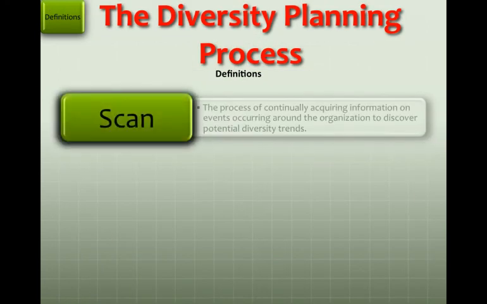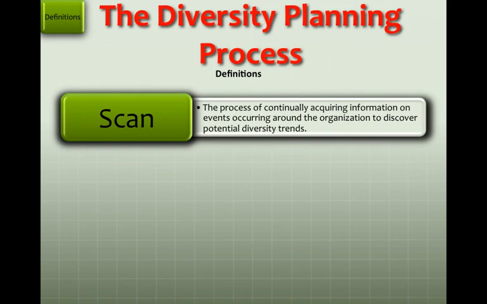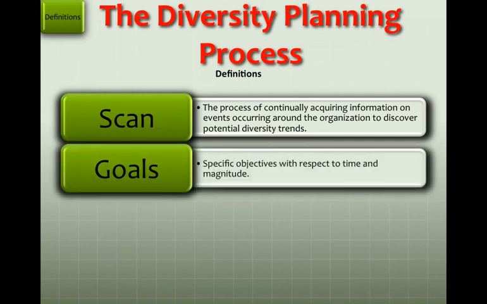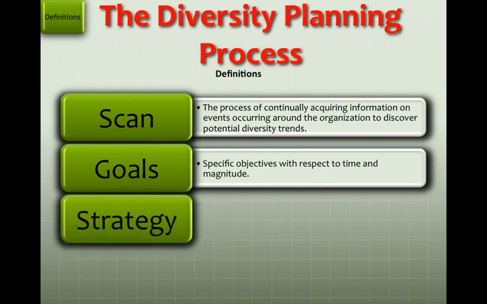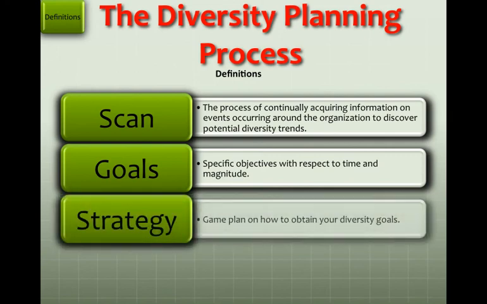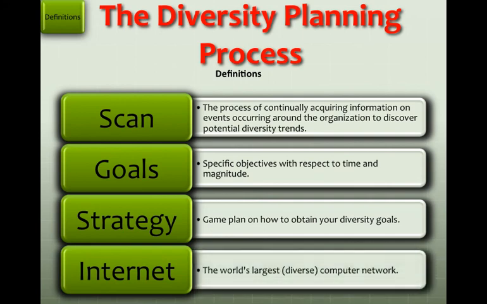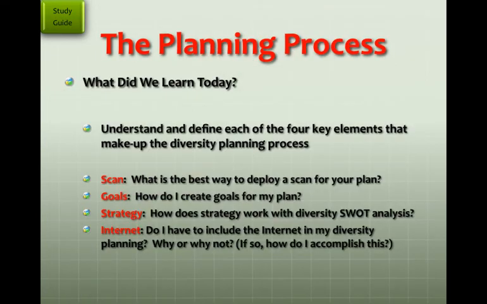So here are a few definitions that might be beneficial. Understanding the scan and the process of acquiring information on events so that you can help the organization discover some of its potential diversity trends. Understanding goal development. So specific objectives with respect to time and magnitude. Understanding strategy. And so with strategy, it's a game plan, how to obtain our diversity goals. And then last but not least, the internet. And so it's the most diverse computer network and, of course, the largest in the world.